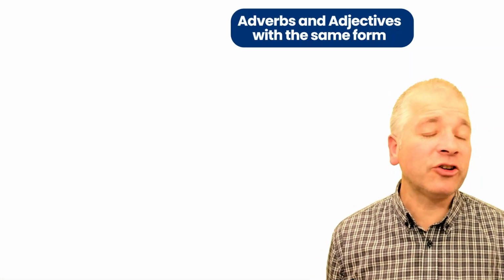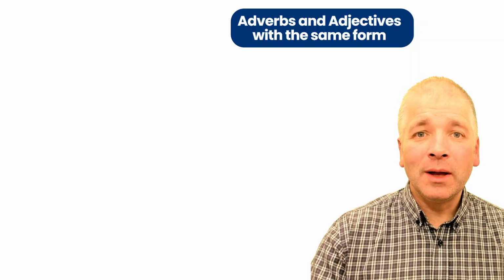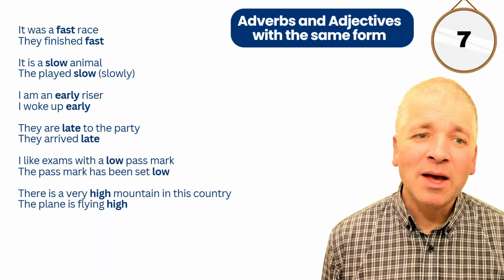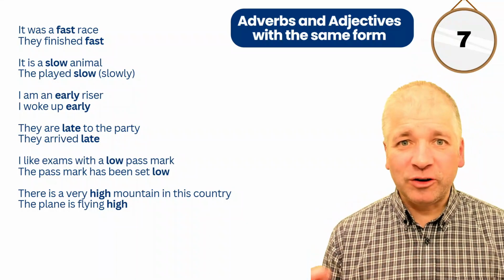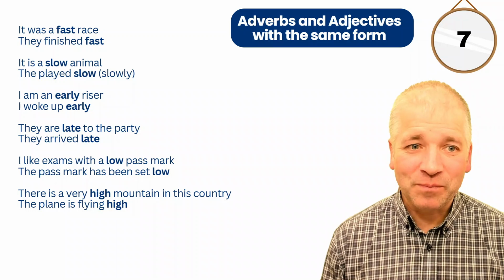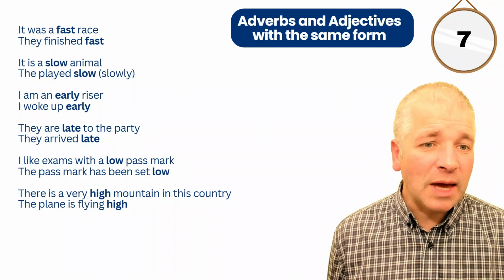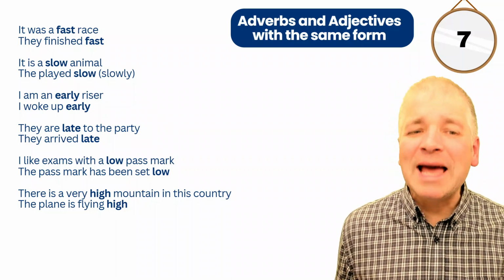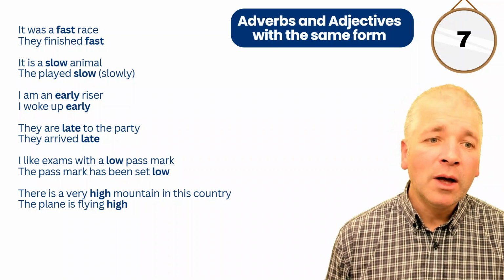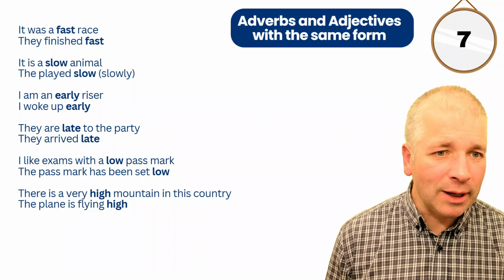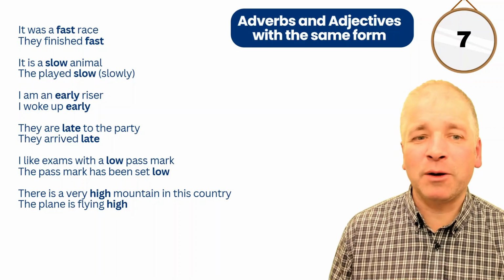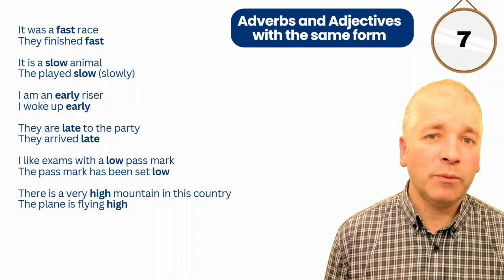And some adverbs and adjectives have completely the same form. Here is a limited list of them, some of the most common ones. There are more than these. It was a fast race, adjective noun. They finished fast, adverb because it's describing finished, the verb. It is a slow animal. They played slow. Now, often we'll say they played slowly, but sometimes we can just say slow as the adverb too. I am an early riser. I woke up early. Early riser, adjective noun. Woke up early. Early is an adverb here because it describes how I woke up, which is the verb.